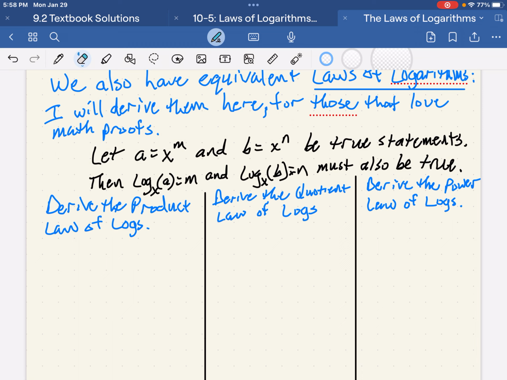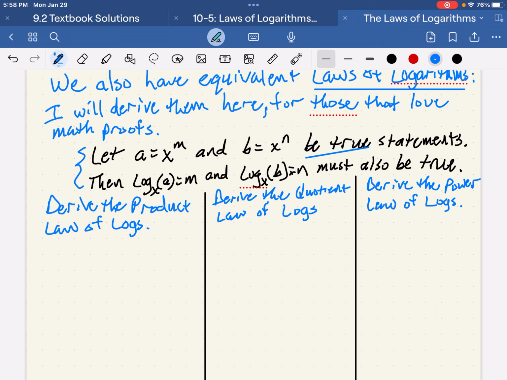Now, number 1, in order to understand what I'm doing, let's start off with a couple of assumptions. What if I said let A equal x to the mth power and B equal x to the nth power be true statements? So we're going to assume they're true. Well, if we assume they're true, then we must also assume that their equivalent logarithmic forms listed below them are also true. Log base x of A equals m, log base x of B equals n. Those have to be true if we're assuming the first 2 statements are true.